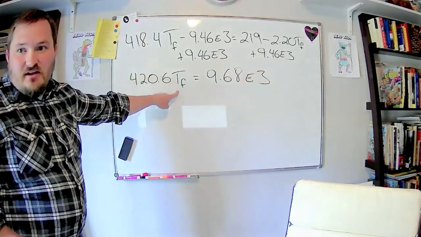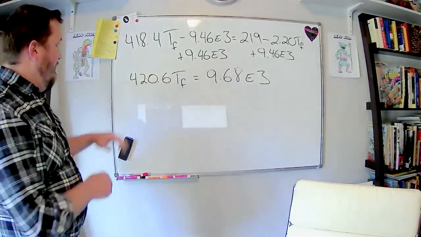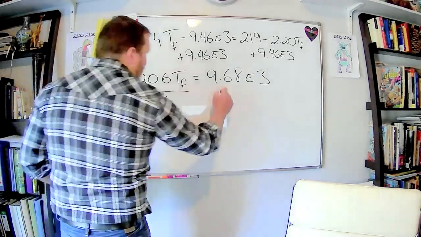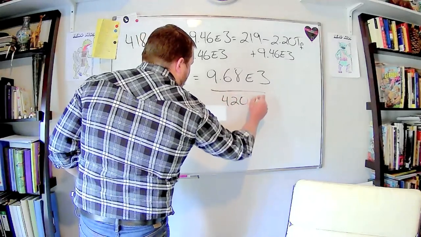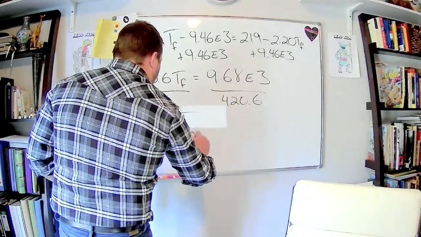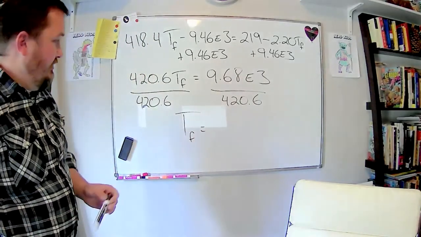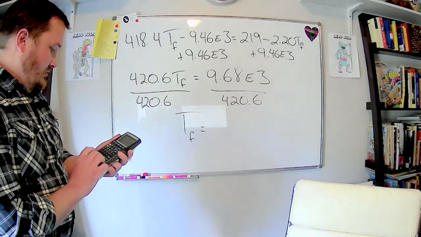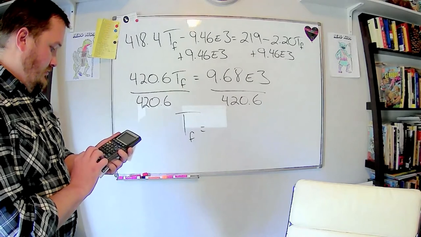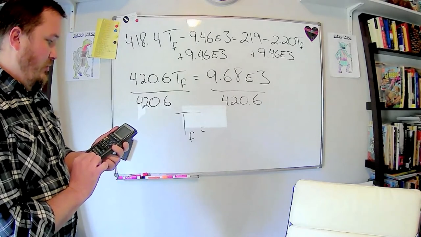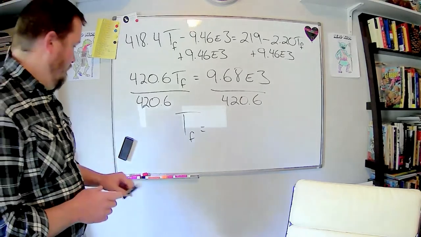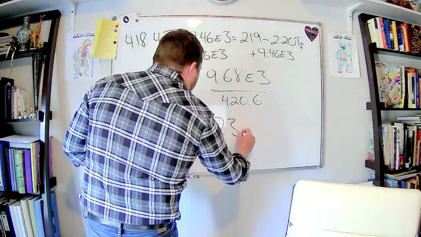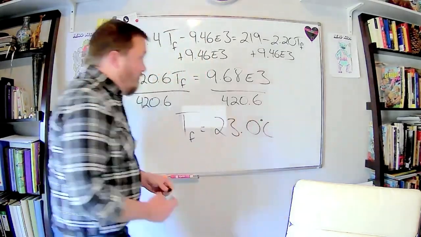Now that we've got TF by itself, we just need to divide both sides by the number in front of TF, so over 420.6, over 420.6. We'll get a number for TF, which, unless I did my arithmetic wrong, should come out to 23. Yeah, 23.0. And then we can put our unit back on it.